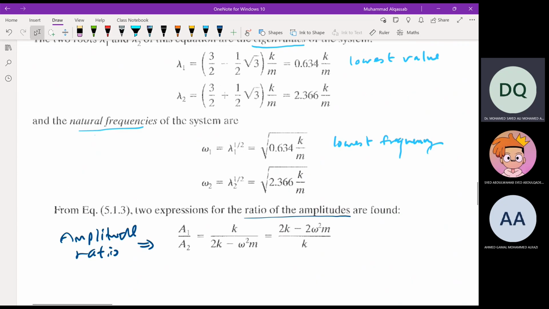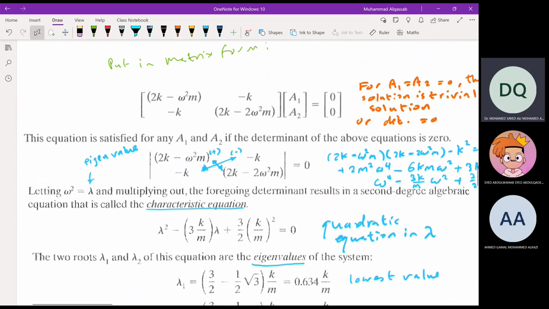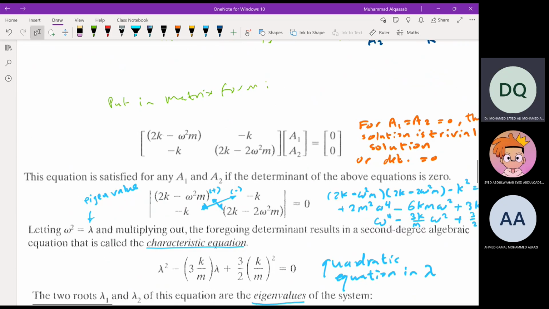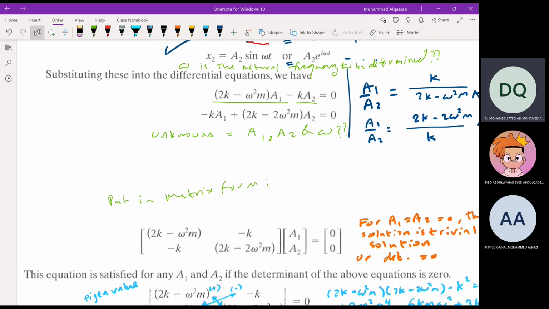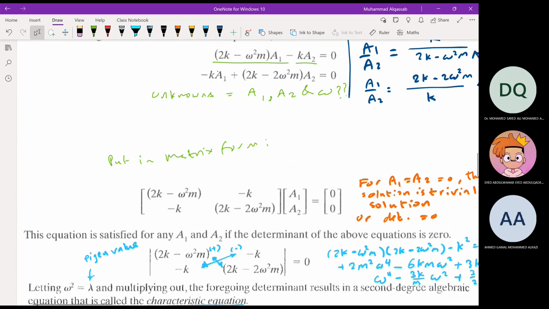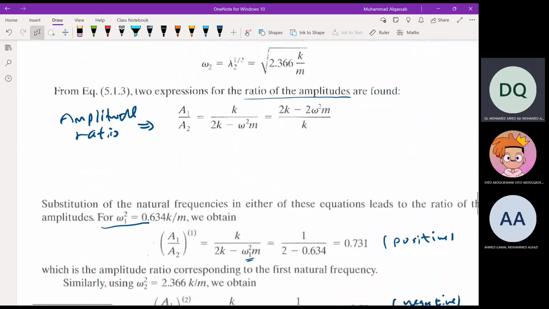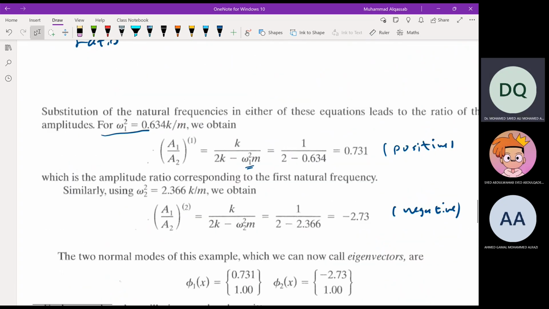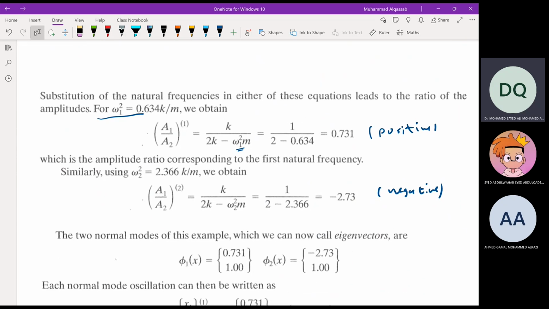Okay, so from those 2 equations here, you can get A1 over A2, either from the first equation or from the second equation, because they would be the same. Okay, so A1 over A2 equal to K over 2K minus omega square M, equal to 2K minus 2 omega square M over K. And then we substitute here in the amplitude ratio with omega equal to omega 1.